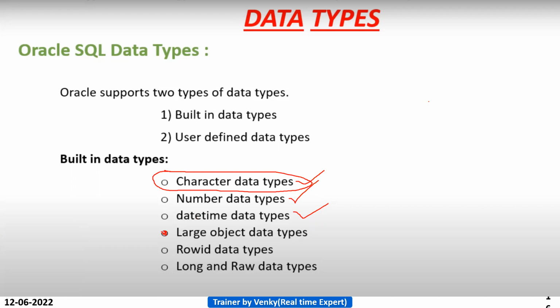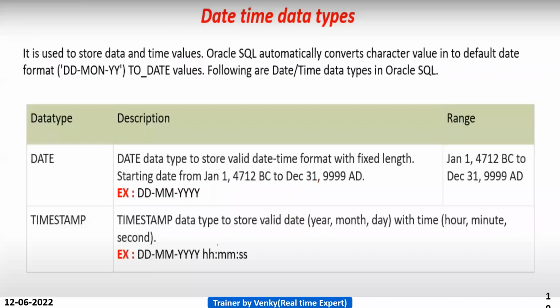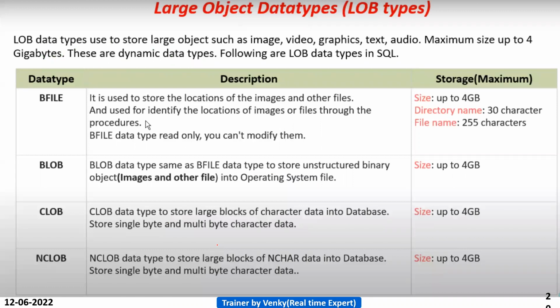By using char or varchar2, 4,000 bytes, sir. So if you want to store more than 4,000 bytes of character data, is it possible by using char or varchar2? Then it's not possible. That's the reason we have large objects data types. By using large objects data types, we can insert data of more than 4,000 bytes.